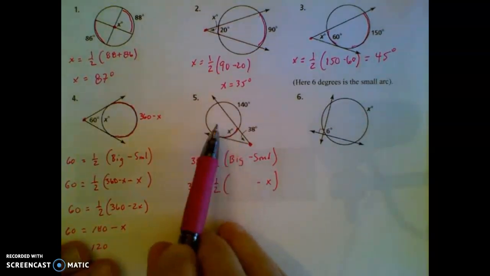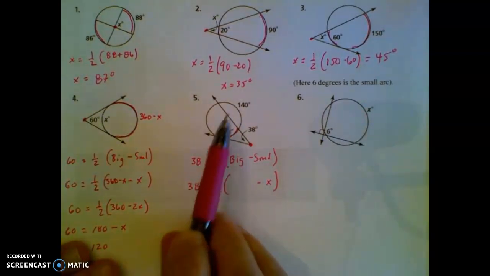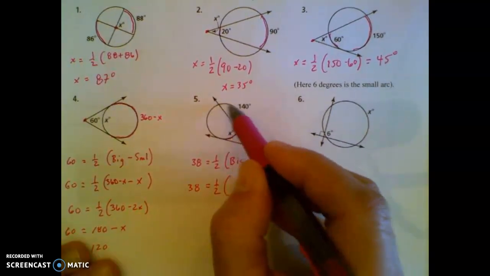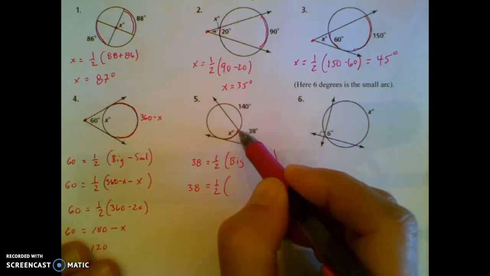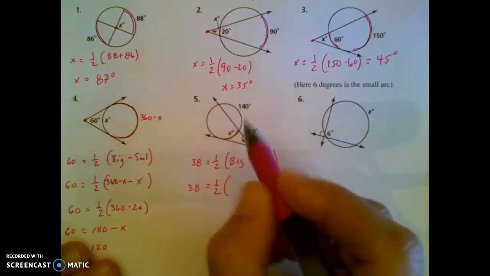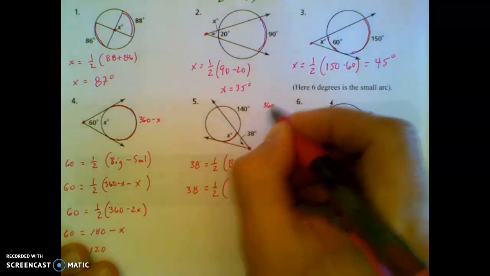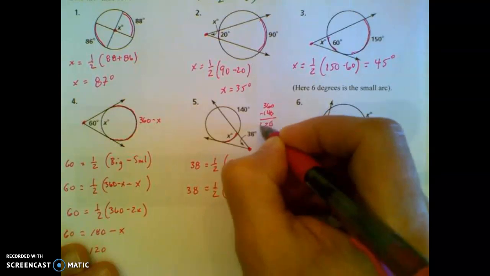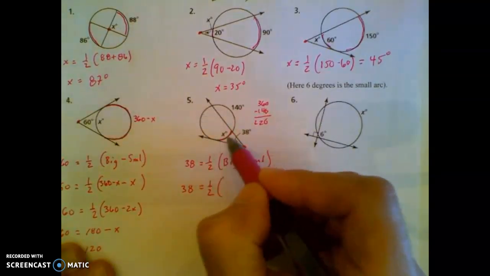So again, I'm going to use kind of the same thing that I did on the previous problem, except now I know this 140 degree arc. Well, if this is a 140 degree arc right here, 360 minus 140 would be this arc right here. So 360 minus 140 is what I do first. So that's 220. So that means this is a 220 degree arc.